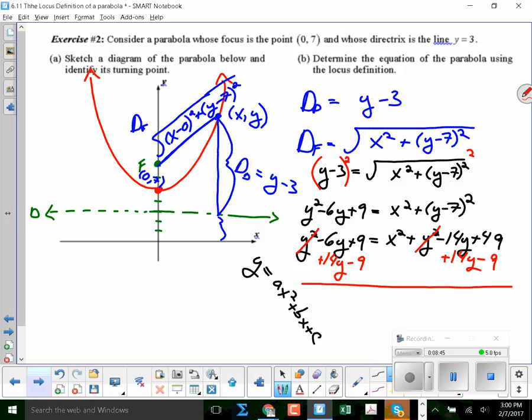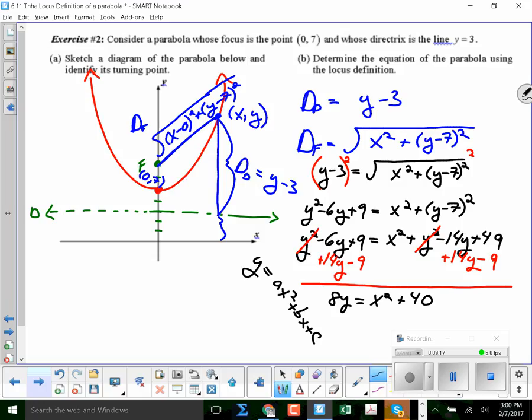And then I'm left with negative 6y plus 14y, which is positive 8y. 9 minus 9 is 0. Then we're going to have x squared. Now, negative 14y, positive 14y, that goes away. And then we're going to have 49 minus 9, which is 40. So far, so good? Yep.